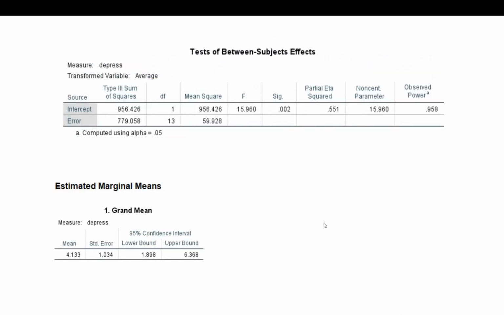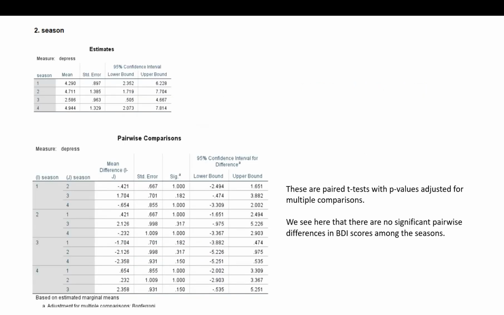Okay, so for our remaining results, you can see there's this test of between subjects effects, which is not particularly useful in the context of a single group repeated measures model. You can see we have estimated marginal means. There's the grand mean of depress. And then when we go to the next set of marginal means, where it says season, these are the means that we had seen before.